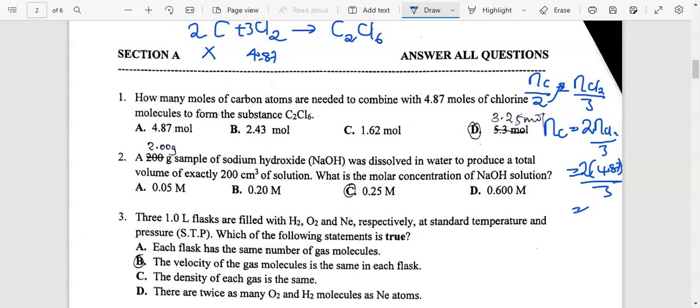2 multiplied by 4.87, then divided by 3. So this is about 3.25. That is the answer, that is D. By the way, this option wasn't there, so when the paper was being written, they asked for a change. That's why you're able to see that value on top, 3.25. All right, next question.